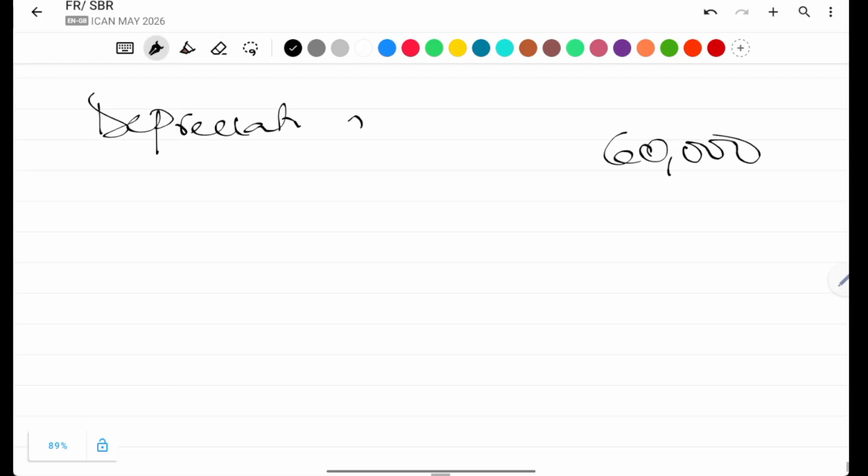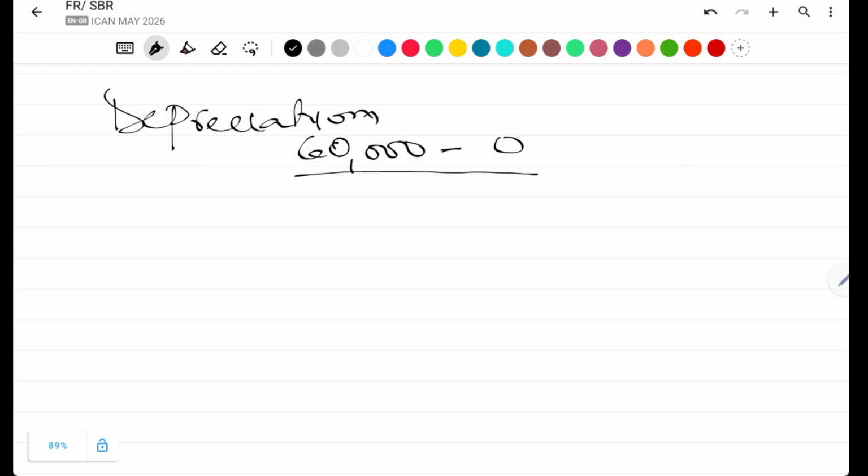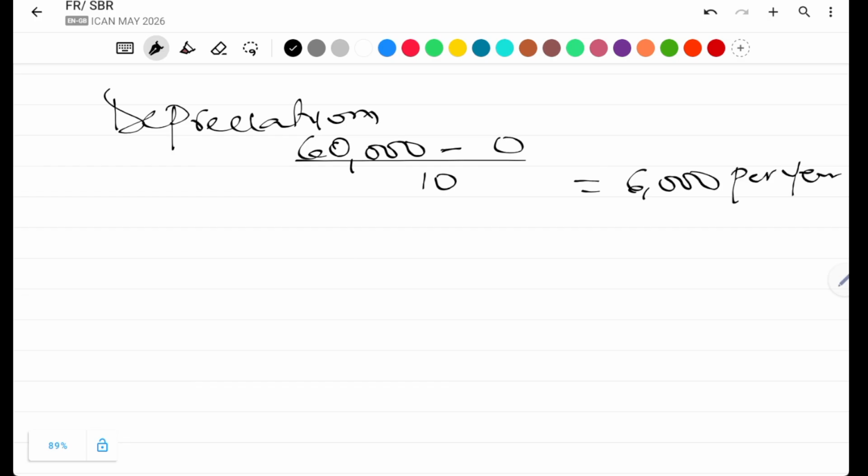Okay. So we want to find the depreciation now. Let's calculate it like this. Minus, what's the residual value? No residual value. Over useful life, 10 years. So that's 6,000 per year. So every year we depreciate 6,000.